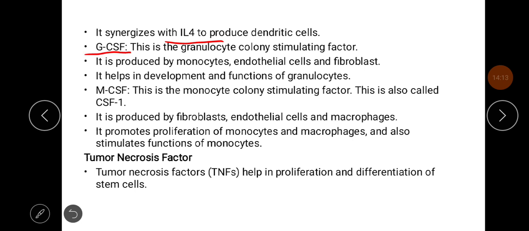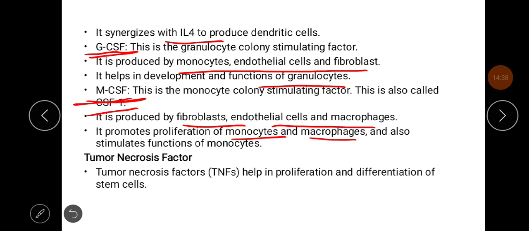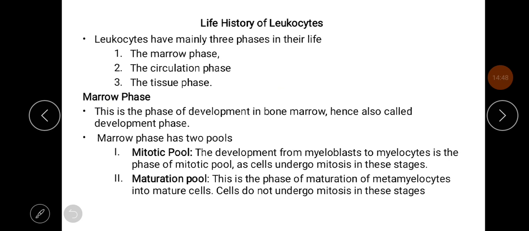G-CSF is the granulocyte colony stimulating factor produced by monocytes, endothelial cells, and fibroblasts. It helps in the development and functions of granulocytes. Whereas M-CSF is the monocyte colony stimulating factor, also called CSF1. It is produced by fibroblasts, endothelial cells, and macrophages. It promotes proliferation of monocytes and macrophages and also stimulates the functions of monocytes. Tumor necrosis factor helps in the differentiation and proliferation of the stem cells.